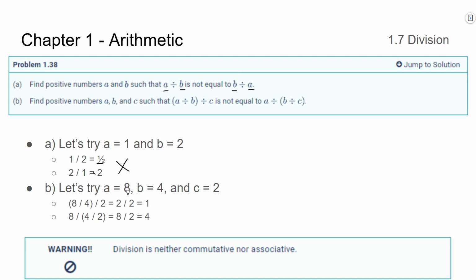Let's use a is 8, b is 4, and c is 2. So right here we have 8 divided by 4, and that's going to give us 2 divided by 2, which is going to be 1. That's our first one. And now, if we do our 4 divided by 2 first, that would give us 8 divided by 2, which would be 4. So these, again, are not the same. So division is neither commutative nor associative. Multiplication is, and addition is; subtraction is not, and division is not.